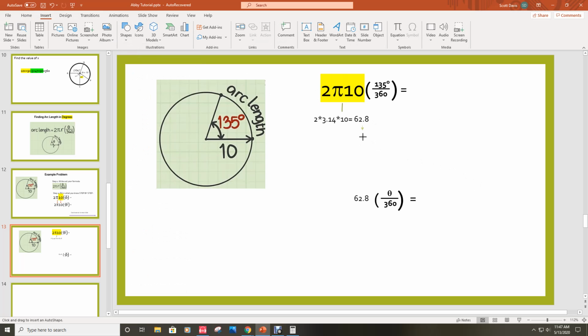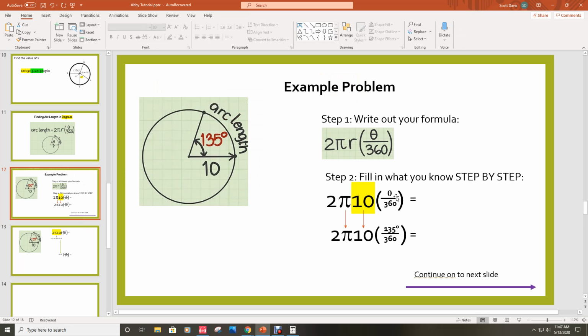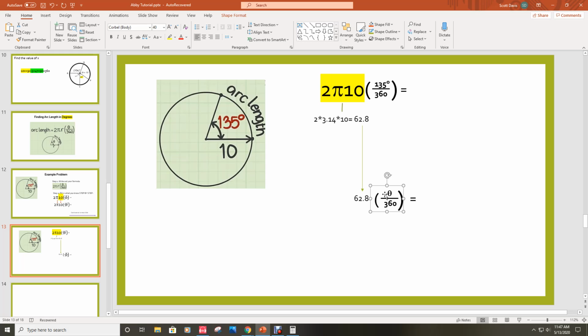And then we rewrote it with the formula piece again. I don't care if you know this, 135 by 60. Did I have that in there? Yeah, I filled that in step by step, so I should have that 135. So I'm going to change that central angle symbol here to 135.